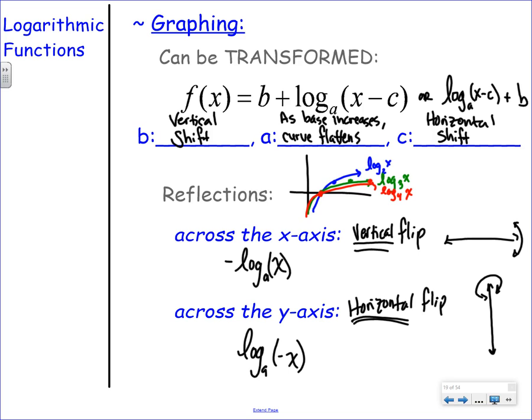Then how do we get a horizontal flip, a reflection about the y-axis, over the y-axis? You gotta put a negative on the inside. Okay, got it? Reflections and translations, when they'll show up, how they'll show up, just gotta be ready.